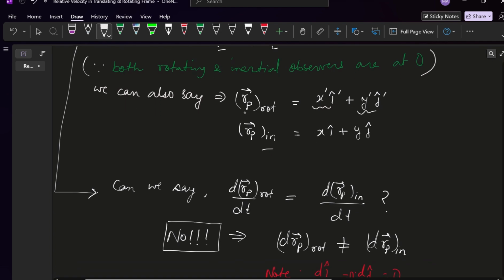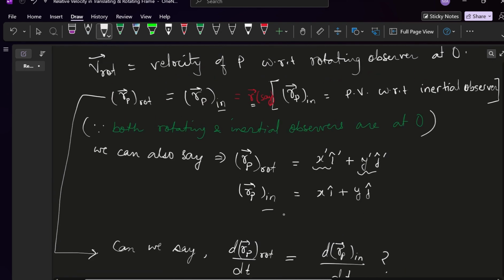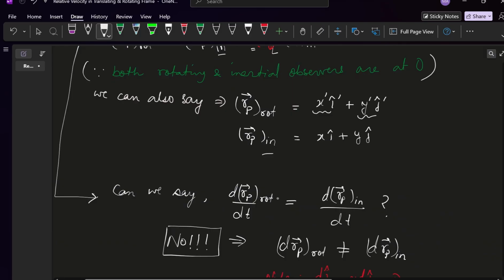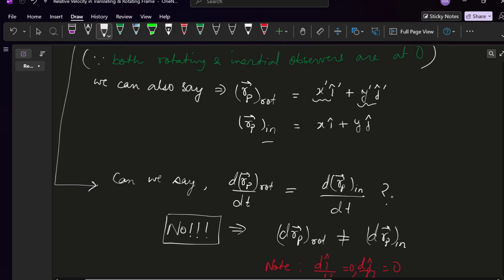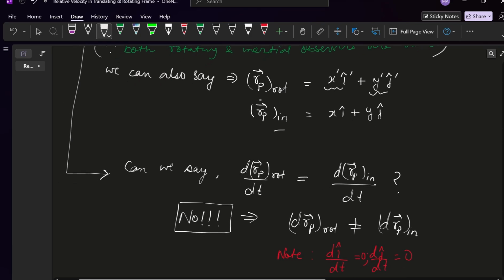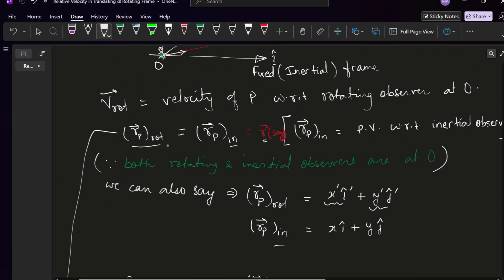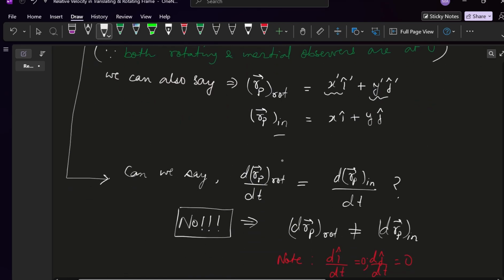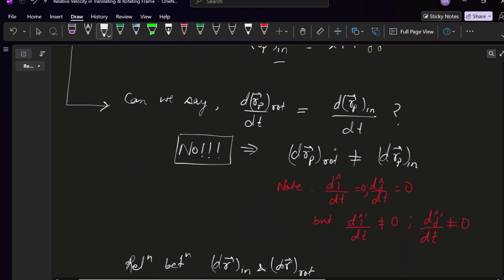But can we say that if we take the derivative d by dt of r_p in the rotating frame, it is equal to d by dt of r_p in the inertial frame, can we say? No, absolutely not. We can't say like this. Both can't be equal. Their position vectors are coinciding, right? Like this. But taking the derivative won't be equal. Okay. So this is what we are going to prove.